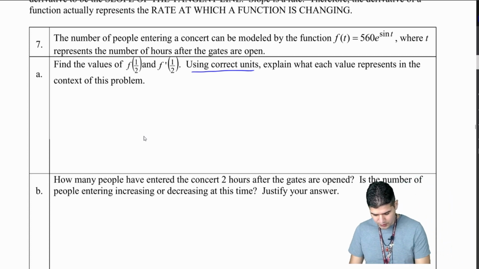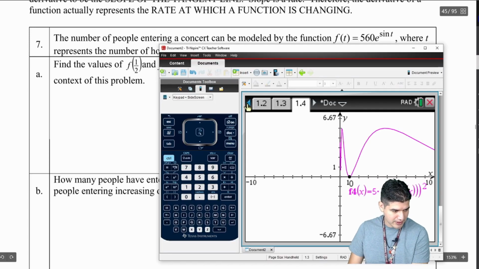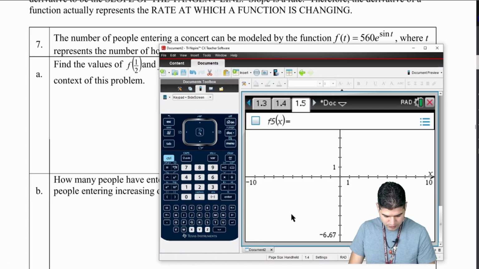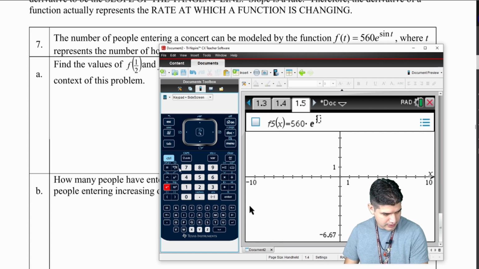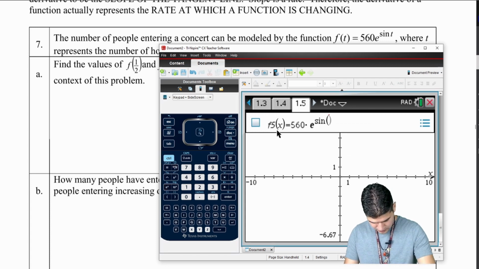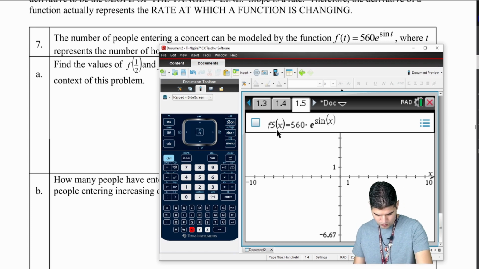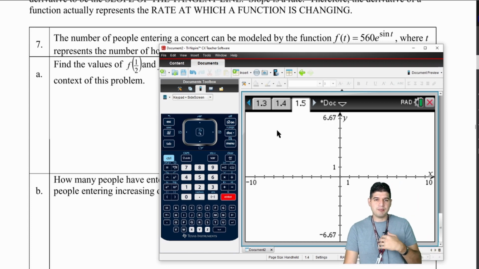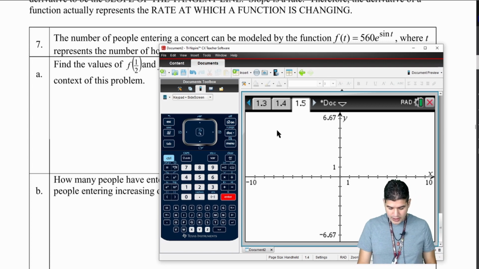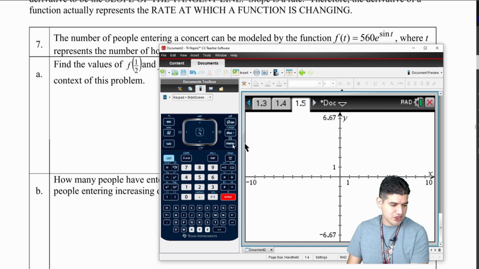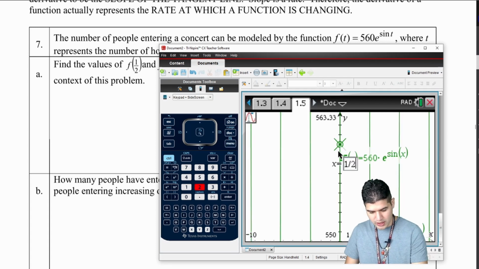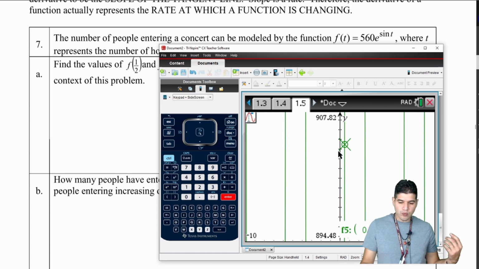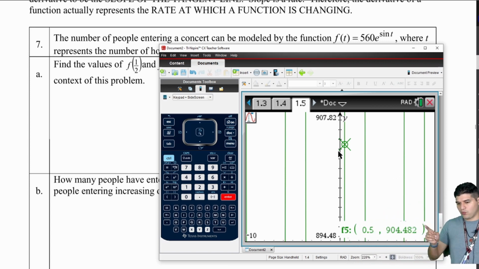So the first thing that I'm going to want to do is go back to my calculator and add a new graph, and we're going to put in 560 times e to the sine of x. It says t, but we'll use x here, okay? Nothing pops up, but the graph is just outside of our range. And so we want to find f of 1/2. So if you just want to find the value, just hit graph, trace, and type in 1/2 or 0.5. And we want that y value right there.